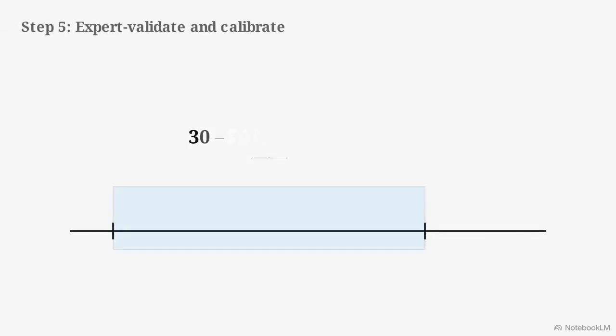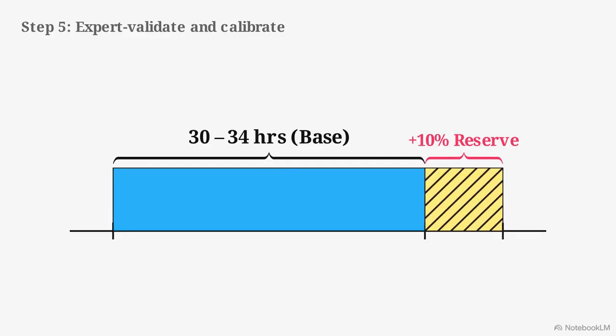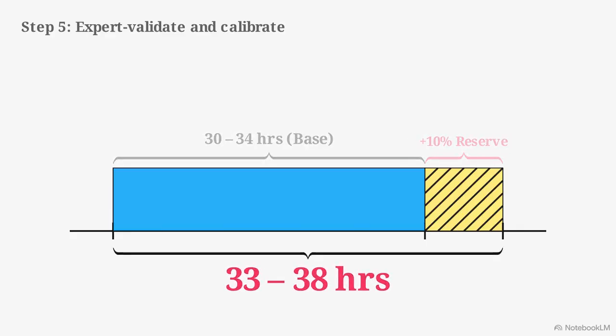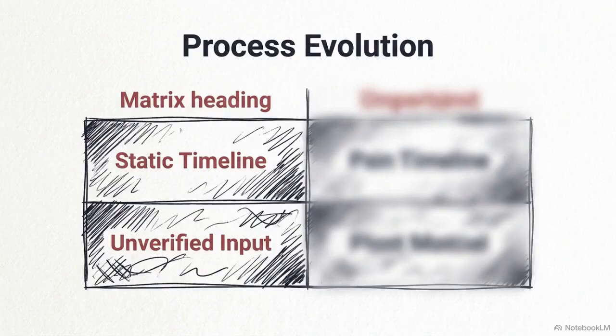Looking at this calculation, you start with your validated base estimate of 30 to 34 hours. You add a distinct, explicit 10% contingency block. That process yields your final, defensible range of 33 to 38 hours. By layering mathematical triangulation with human reality checks and transparent reserves, you turn a theoretical calculation into a rock-solid operational commitment. This matrix shows the contrast clearly.